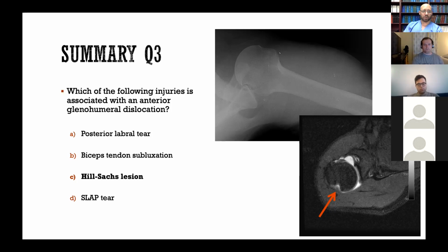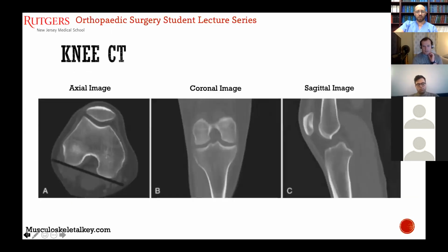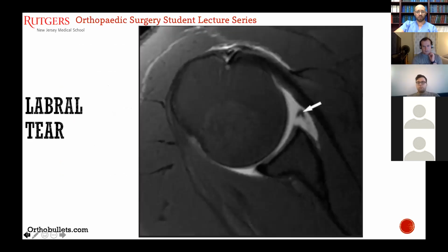Jeff, do you want to also go over what you would see in a biceps tendon subluxation? I think you had an earlier slide that showed it a little bit better. I'm going to go back to the axial shoulder.